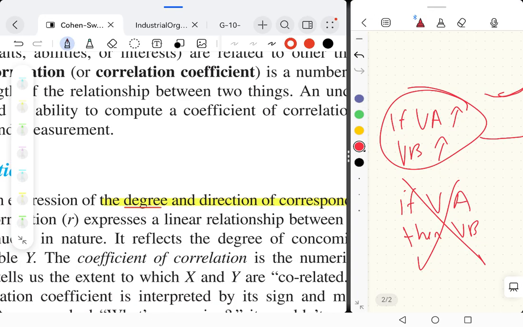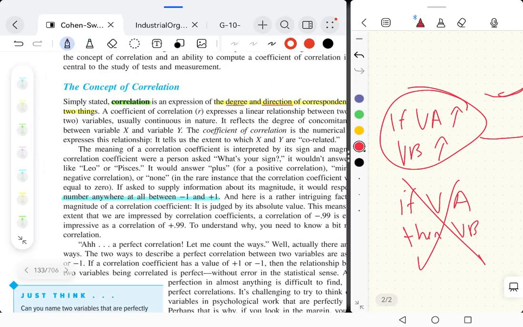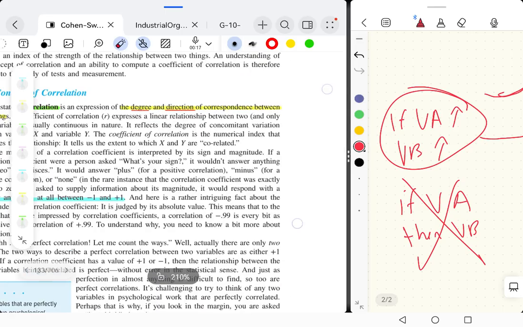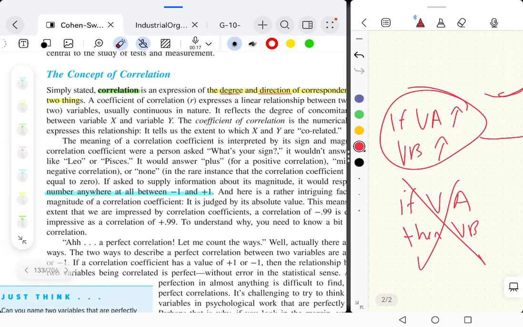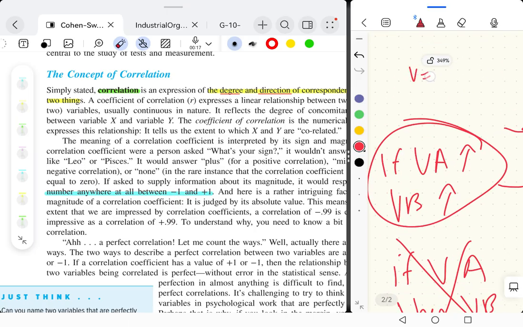Degree, its magnitude, like how strong the relationship is, and direction, asa siya padulong, is it positive or negative correlation, which I'll get into in a while. So the correlation coefficient can actually be a number anywhere between -1 and +1. When you say +1, this is a perfect positive correlation, while R of -1 is a perfect negative correlation.